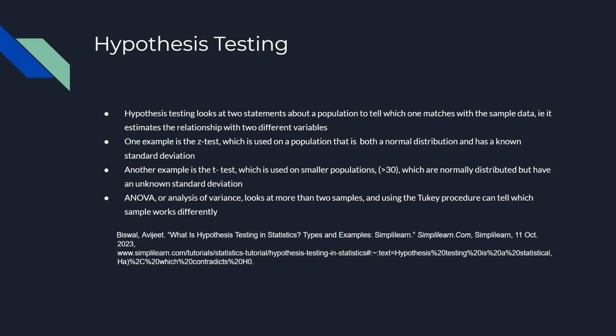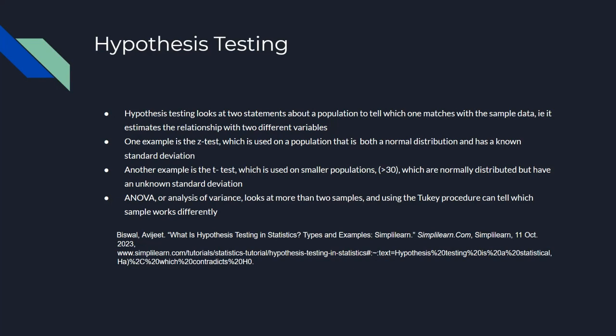And the z-test is much more useful on larger mass-produced things like we've been talking about. So it's very useful in mass production. And then another example is the t-test, which is used on much smaller populations, such as things that need to be much more precise, such as say bearings on a satellite that need to be very, very precise. The t-test would probably be used in that scenario.